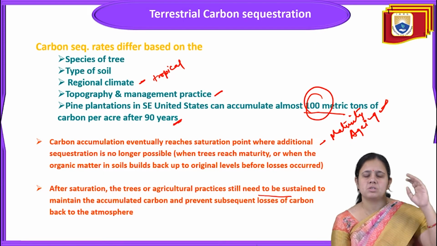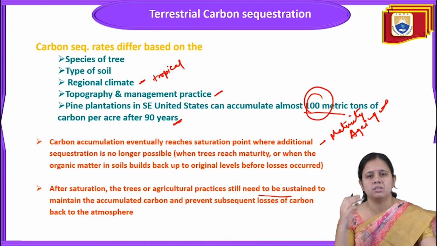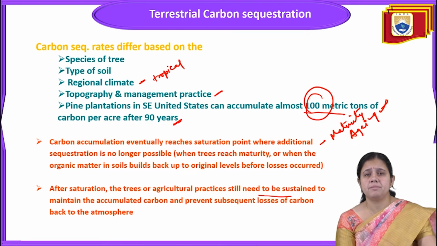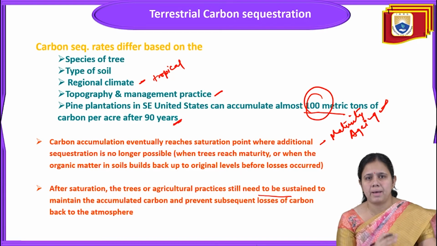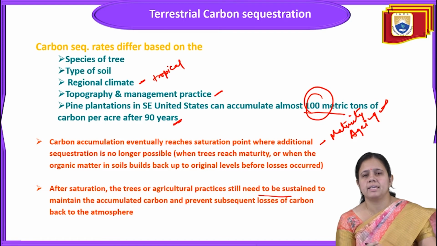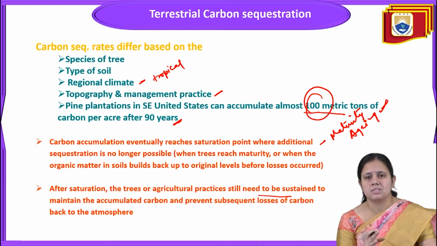If a tree reaches the saturation point, after maturation, the tree is not able to store carbon dioxide. But you can remove the tree, and it should be stored in a manner so that the carbon dioxide does not come back into the environment. This is a very important thing to keep in mind, because sequestration is important, and storage in one place is also very important.